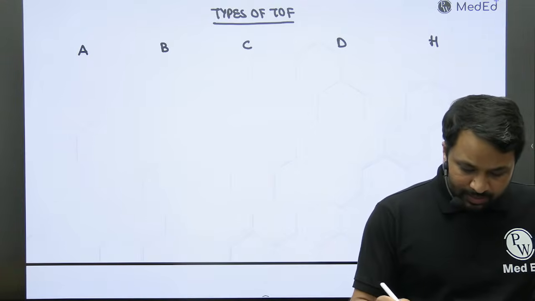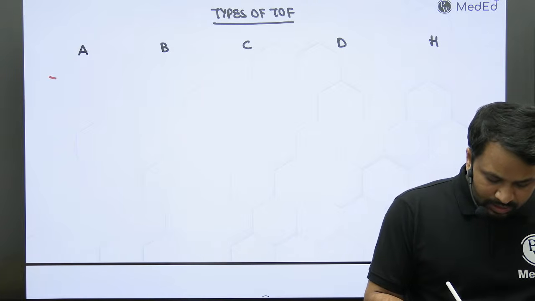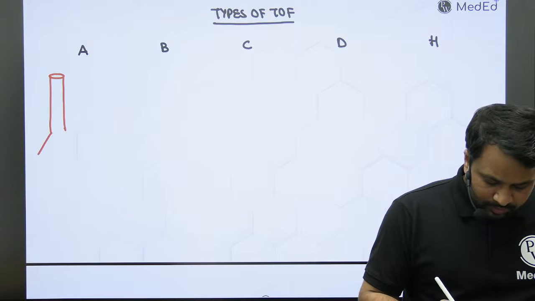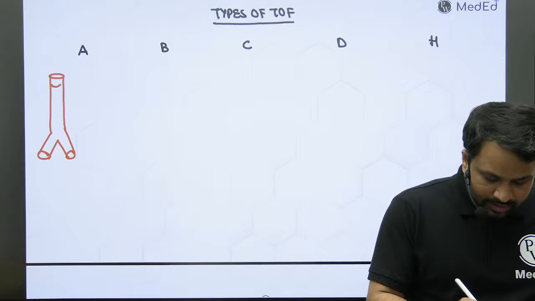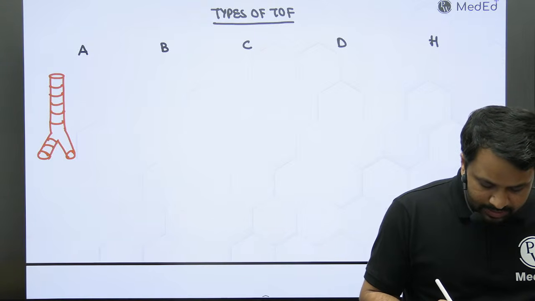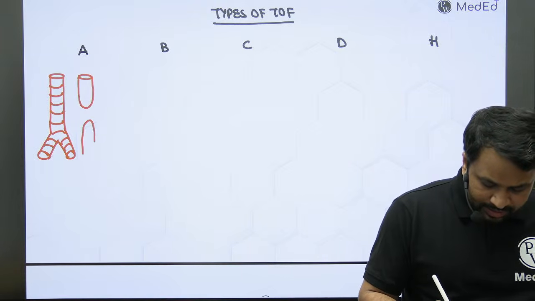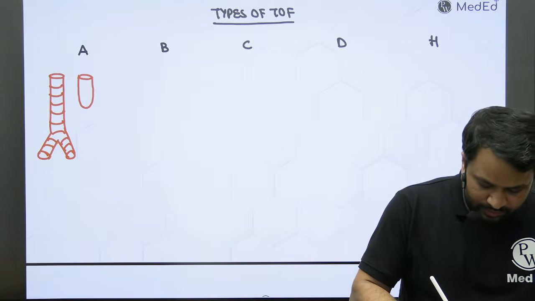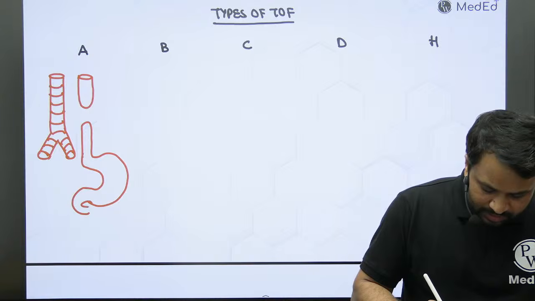In a type A variety, you would notice that the trachea is absolutely fine. There is no problem with the trachea. The trachea branches out exactly as anticipated. The problem exists in the esophagus. The esophagus fails to channelize, so there is atresia between the two lumens of the esophagus. The type A variety is what we call the pure atresial form, where there is only atresia.